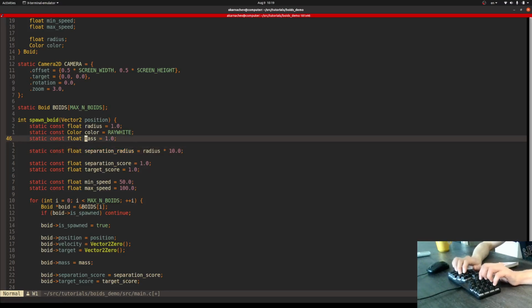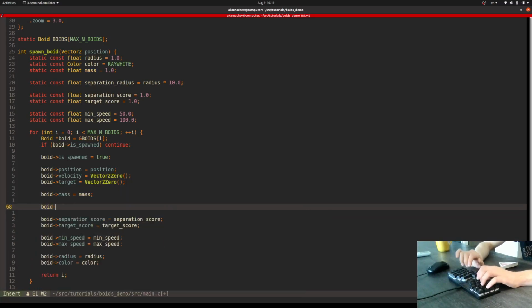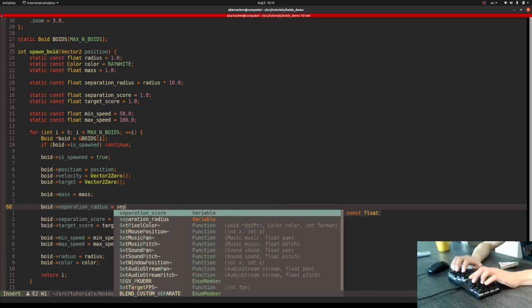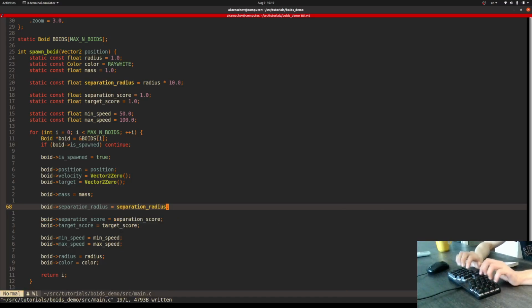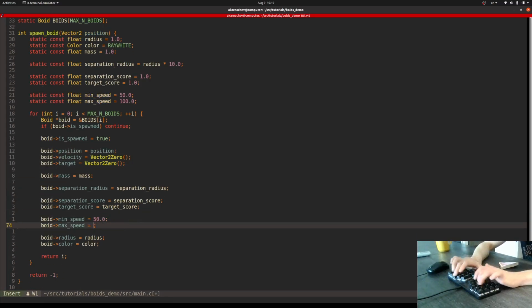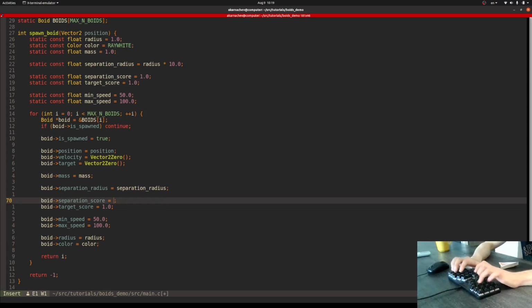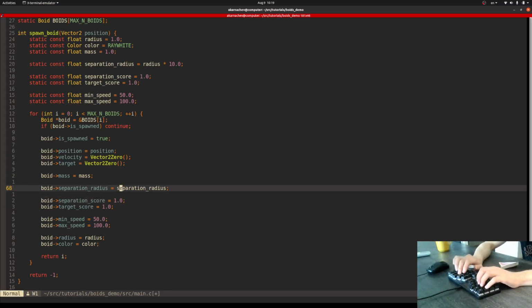Maybe I should just get rid of this static stuff. Separation score, Boid separation radius is equal to separation radius. Yeah, let me get rid of this stuff. Mean speed, because I already did the same mistake twice and I don't like this. Target score is 1, separation score is 1, separation radius is radius times 10.